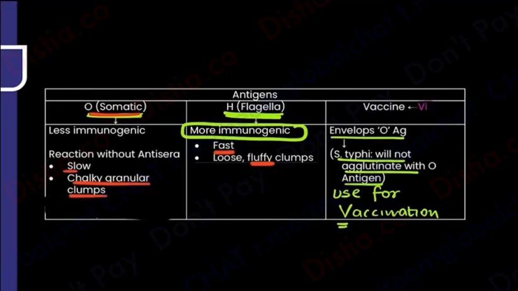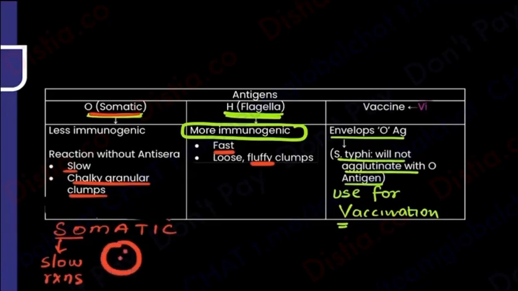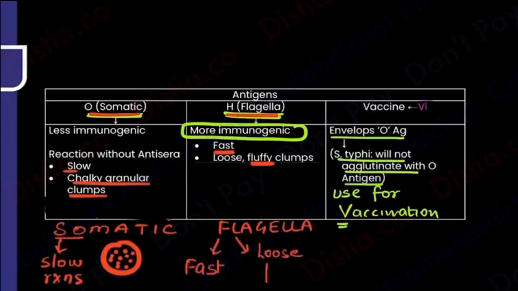So how have I learnt it? Please note that when we are talking about somatic, S for slow, it will give a slow reaction, number one. And because you call it the O antigen, you will see this granularity. You will see chalky granularity. Whereas the H antigen, which is the flagellar antigen, split flagella, you will get number one, it's going to be a very, very fast reaction and there are going to be loose, fluffy clumps. There are loose, fluffy clumps. So life can become simple if we want it to be. So remember, somatic antigen will give a slow reaction and O antigen means granularity will be seen. Whereas flagellar, F for fast reaction, L for loose, fluffy.